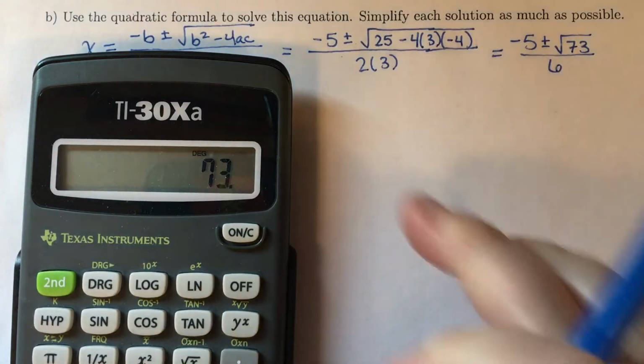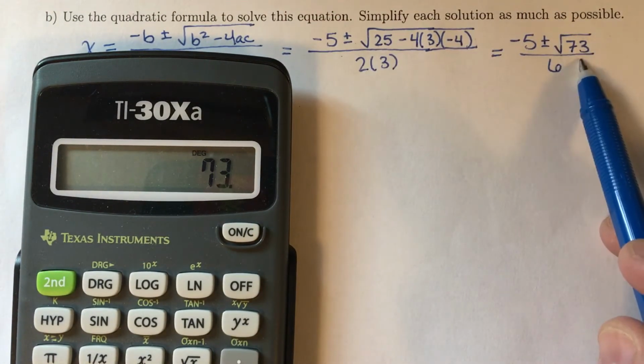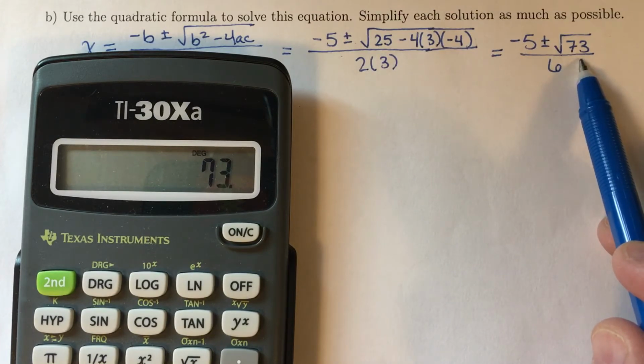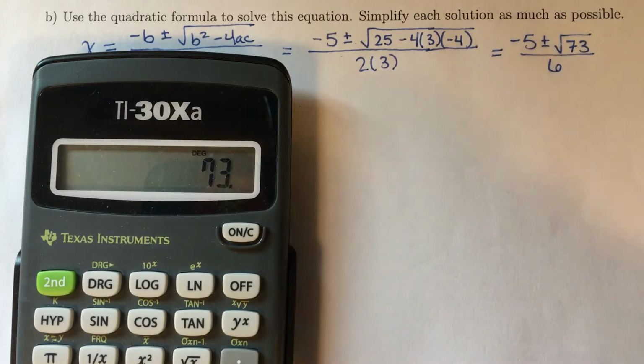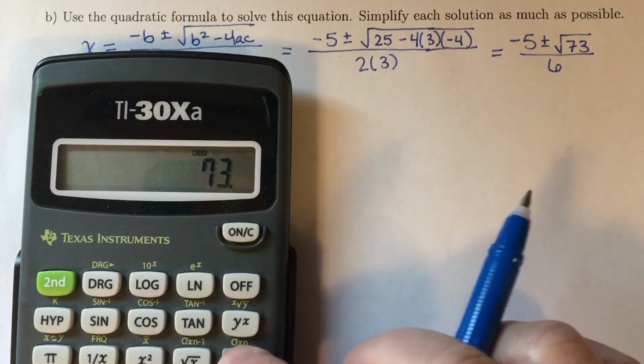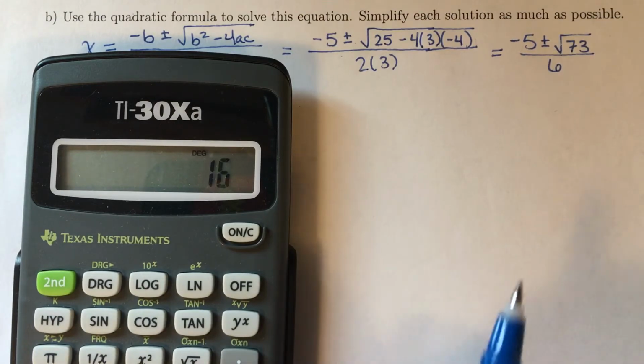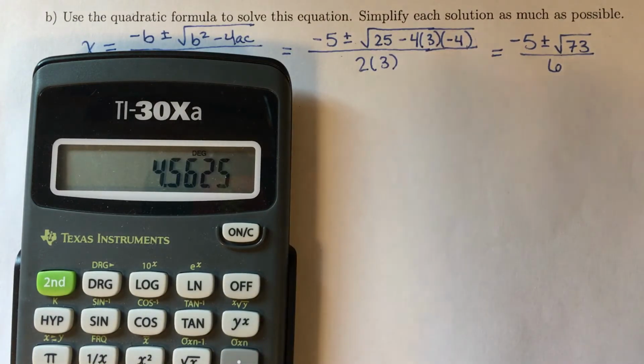The next step would be to look to see if there are any perfect squares that go into 73. I don't know of any, but you can always try a couple perfect squares. Hopefully we're good at simplifying square roots. So you could try 73 divided by 9, doesn't work. 73 divided by 16 doesn't work. I don't think there are perfect squares that go into 73. So that means that this is our final answer.